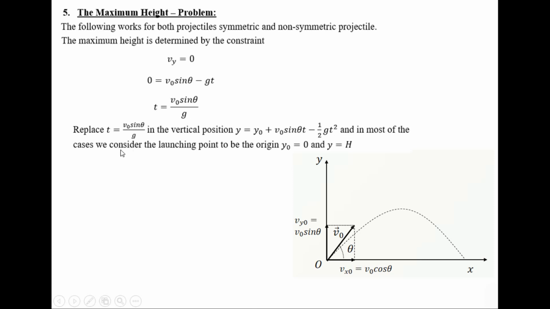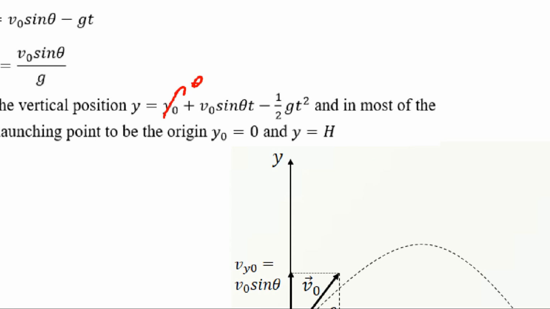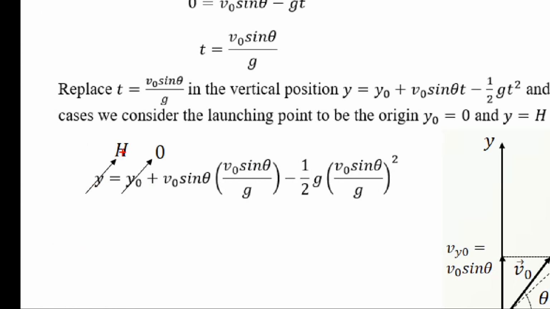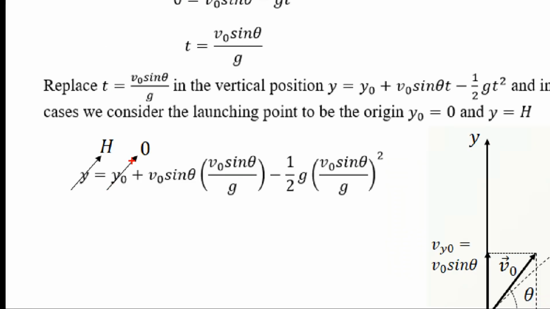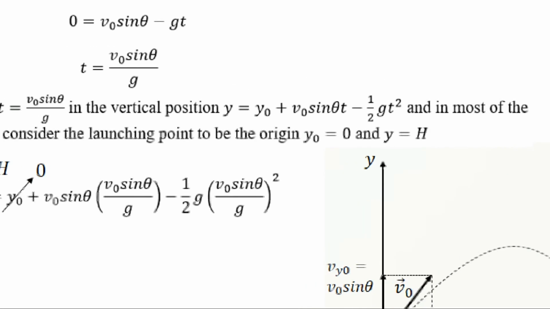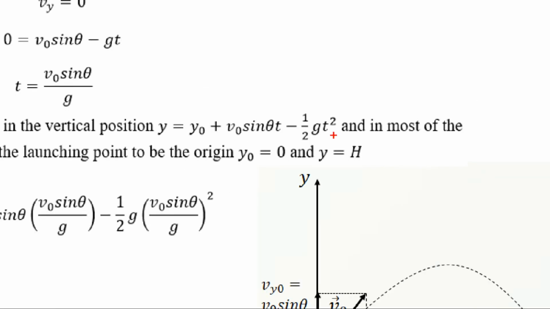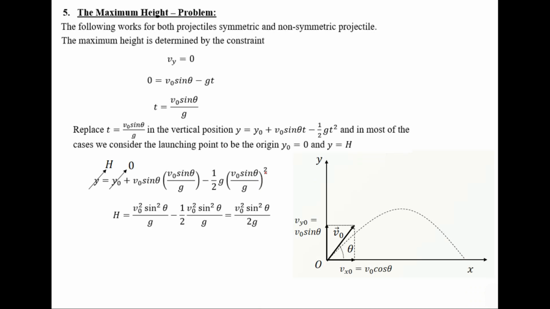And in most of the cases, we consider the launching point to be the origin. So we will say that this is the origin. So y0 is 0. And the vertical position in this case would be replaced by capital H, which is the maximum height. So y is replaced by the maximum height. The initial position is replaced by 0. Here notice that t has been replaced by V0 sine theta over g. And t also here would be replaced by the same, and we have to the power of 2.